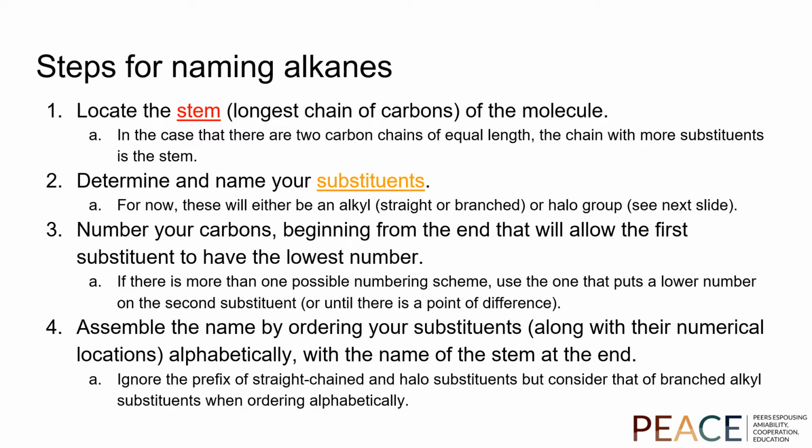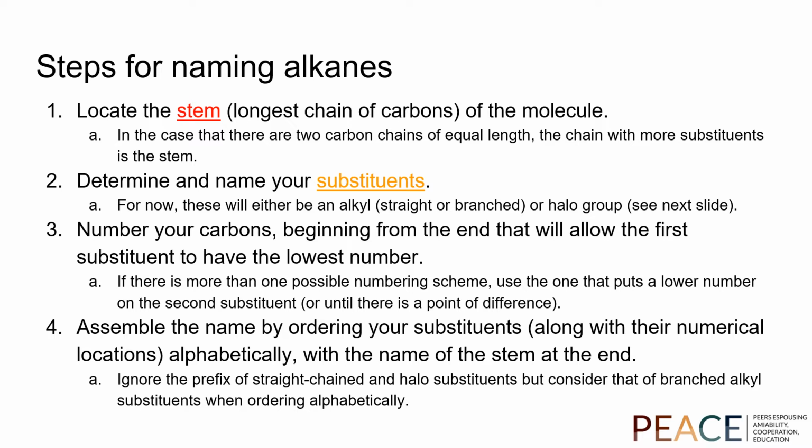First, we want to locate the stem, which is the longest chain of carbons of the molecule. In the case that there are two carbon chains of equal length, the chain with more substituents is the stem. Secondly, we should determine and name the substituents. For now, these will either be an alkyl or halo group, and you can see the next slide for details.